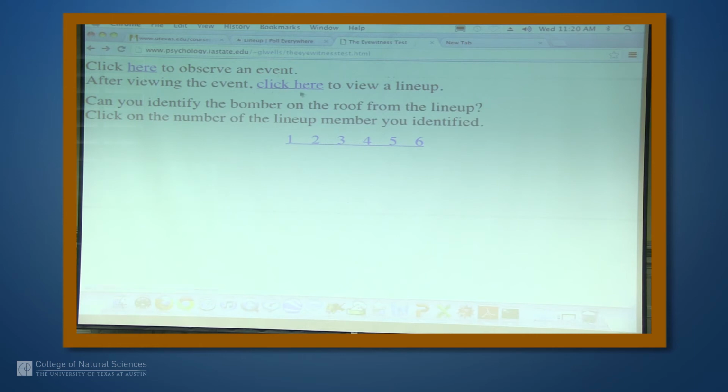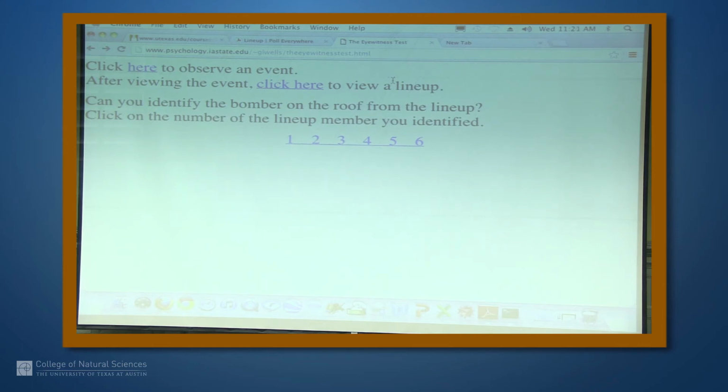So you just saw an event. I didn't warn you about it. But now you're going to see a lineup, and your goal is to see if you can recognize this individual in the lineup.